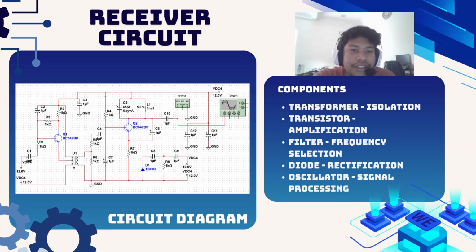Hello, my name is Dennis Shaker. I will present about receiver circuit. The receiver circuit has components: transformer and transistor, filter for frequency selection, diode, and oscillator for signal processing. This receiver circuit is to improve the signal quality and select the discrete channel.